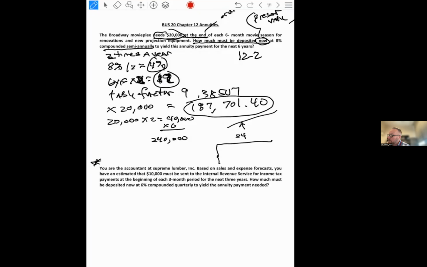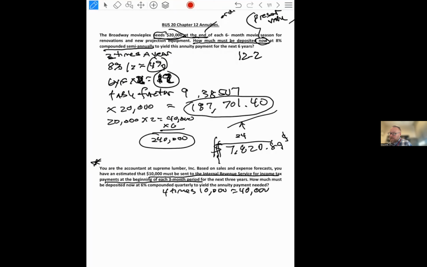All right. The next one is we're going to be solving for, you're an accountant at Supreme Lumber Inc. Company based on sales expense forecast. You have estimated $10,000 must be sent to the Internal Revenue Service for income tax payments at the beginning of each month for a 3-year period for the next 3 years. So if you wanted to again go 4 times a year, you'd have to pay 10,000. So it'd be 40,000 a year for the next 3 years would end up being 120,000. So that's total what you're hoping to get.